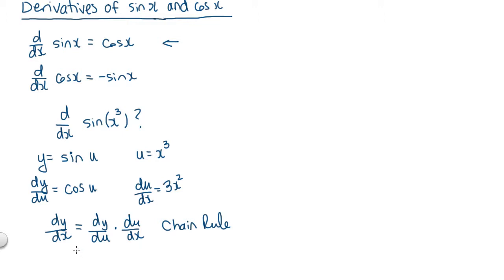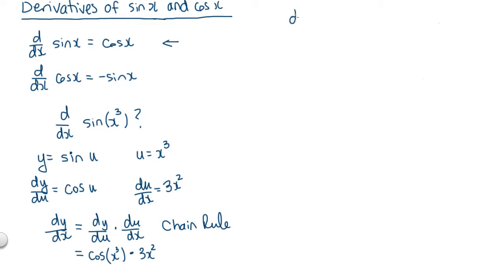So what we've got here is that dy by du is equal to cos u. Instead of writing cos u, I'm going to write cos of x cubed, so that we're giving our answer in terms of x, because u is just x cubed. And we're going to multiply that by du by dx, which is 3x squared.